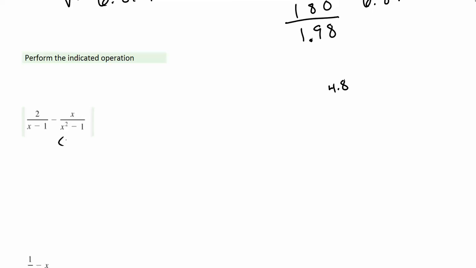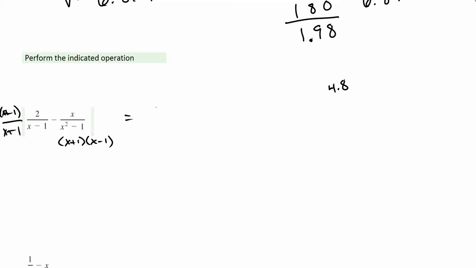Remember that this factors as x plus 1 times x minus 1. So we basically just want to get a common denominator here, which is going to be the factor that appears the most often in any one term. So this one just has a factor of x minus 1, but here we have a factor of x plus 1 and x minus 1. So you need to multiply this by x plus 1 over x plus 1.